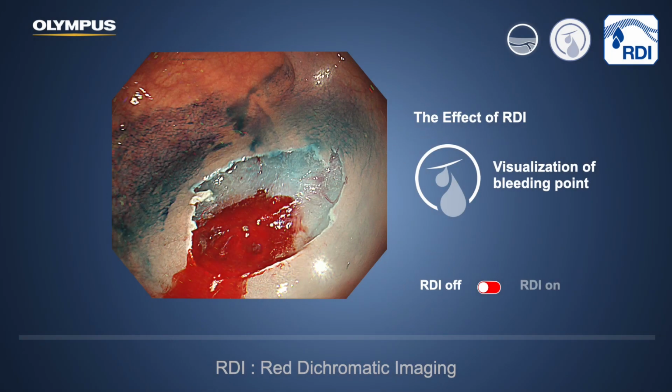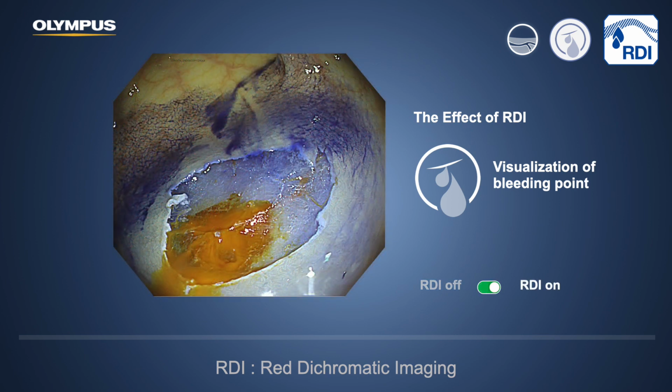With the RDI, or red dichromatic imaging, you can see the bleeding point easily, then you can apply the coagulation directly to the bleeding point. When you apply the RDI, the color changes to yellow, and it shows you the bleeding point that you can stop by using the coagulation forceps. And you may not get nervous about the bleeding because the color is yellow.